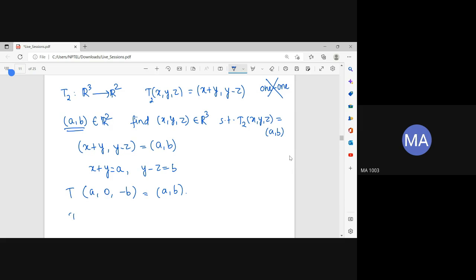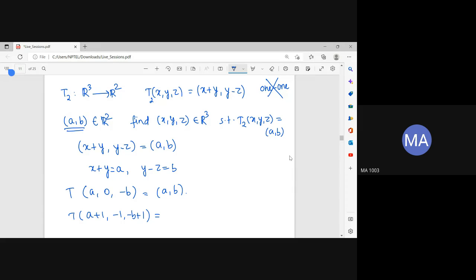Not just this. What is T of (a plus 1, a plus 1, minus 1, b minus 1) or minus b plus 1? Right, minus b plus 1. What is the image of this?